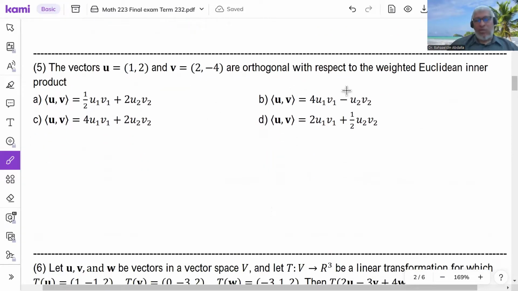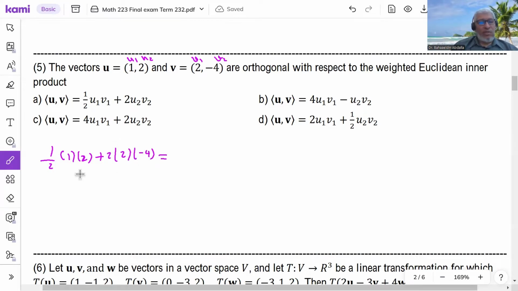Two vectors. The vectors are orthogonal with respect to the weighted inner product. So I have four weighted inner products, and these two vectors will be orthogonal with respect to which one of them? If I start by A, finding the inner product of U and V, using this would be half times. This is U1 and this is U2. This is V1 and this is V2.